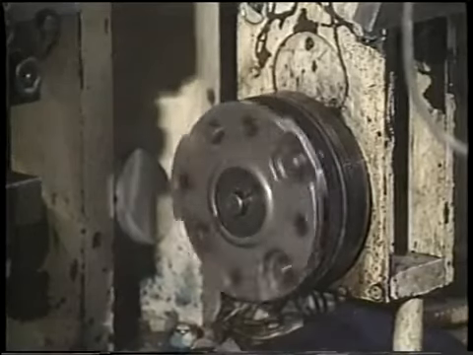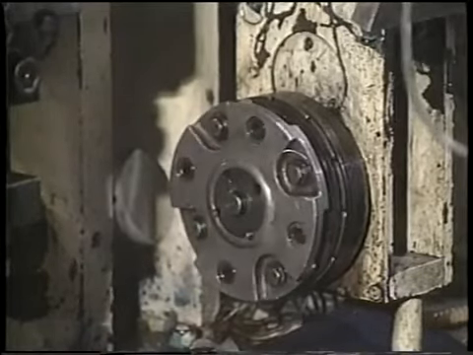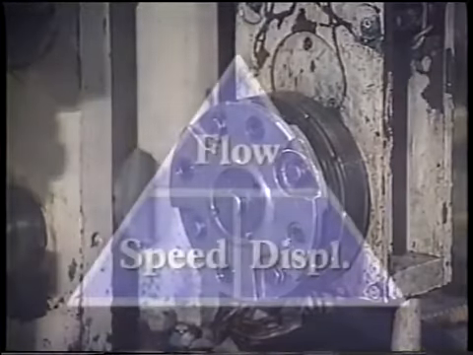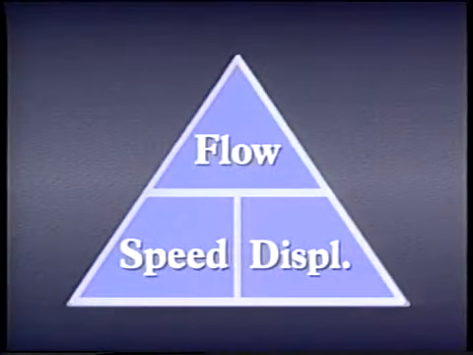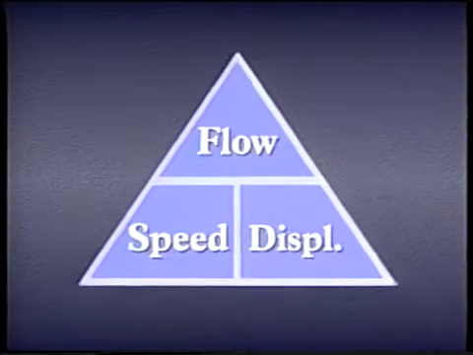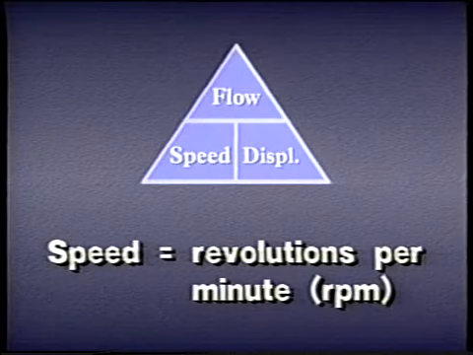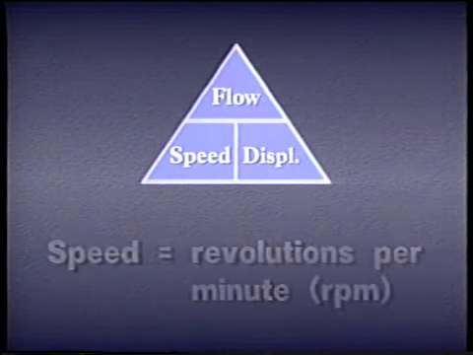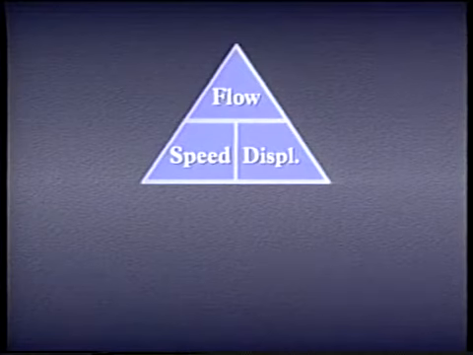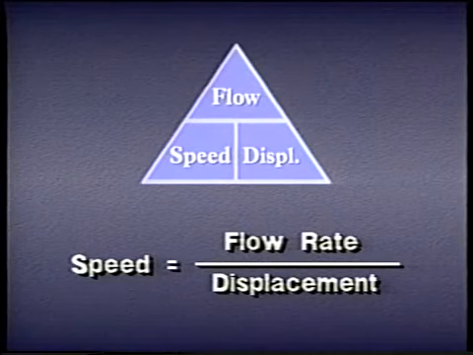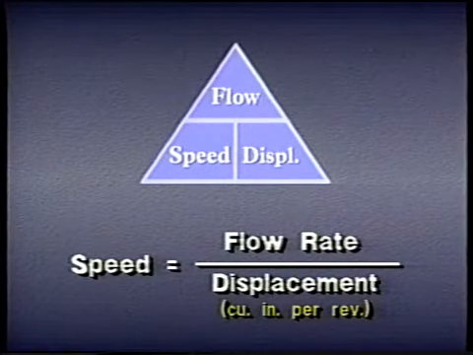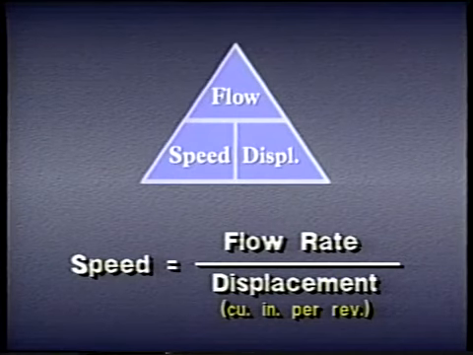Now, when it comes to rotary actuators, the formulas used to calculate speed and flow are very similar to the ones for linear actuators. Keep in mind, however, that in a rotary actuator, the movement is circular rather than linear, so speed is given in revolutions per minute rather than inches per minute. Our formula for calculating speed in a rotary actuator, like a motor, is flow rate divided by the volume or the displacement of the motor. The displacement is usually expressed in cubic inches per revolution.